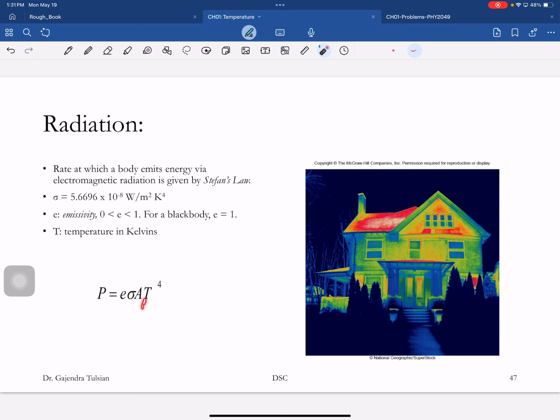So if you double the temperature of an object, 2 to the power 4 is 16. The object will radiate 16 times more energy. So if the surface temperature of the sun were raised from 6,000 to 12,000 degrees Kelvin, we couldn't live here. We'd be getting 16 times the energy, 16 times the power. So it's very sensitive to the temperature.